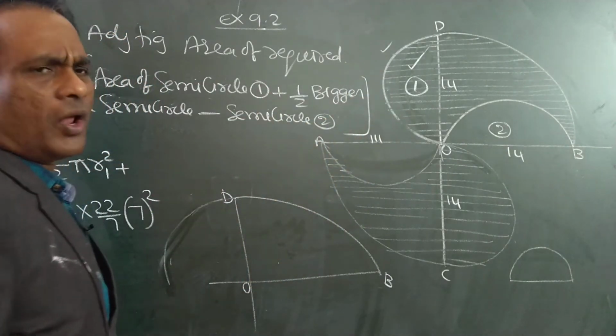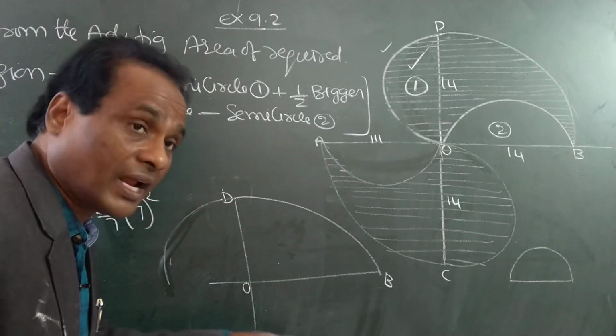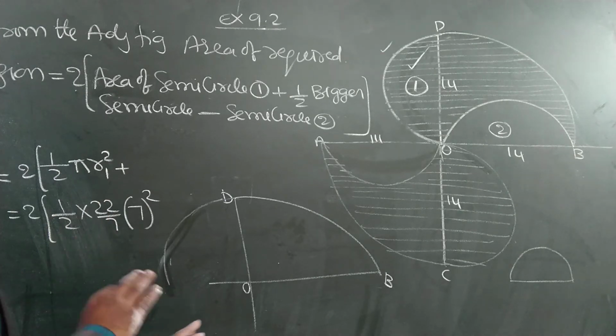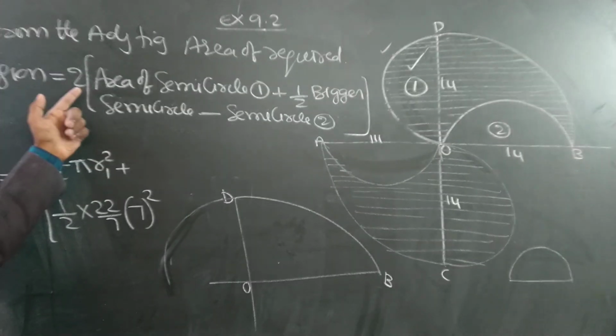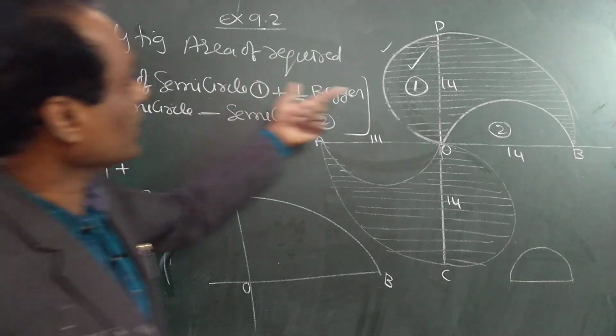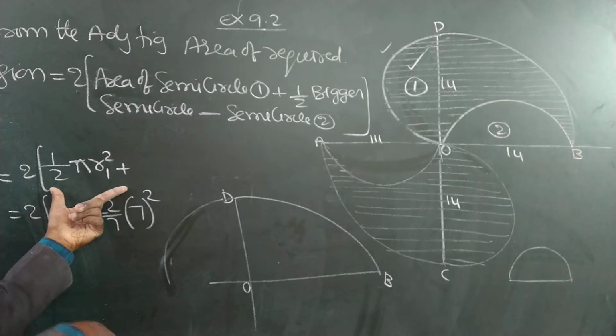Same as the previous problem. In the previous problem, after getting the area, I multiplied with 2. But here I am directly writing 2, so that at the end there is no need of multiplying with 2. I am keeping 2 here. That is one difference. So this is semicircle 1, same as the previous problem, half pi r square.